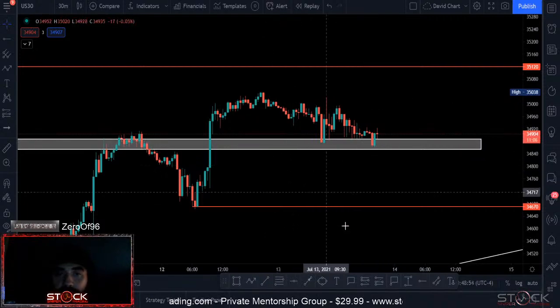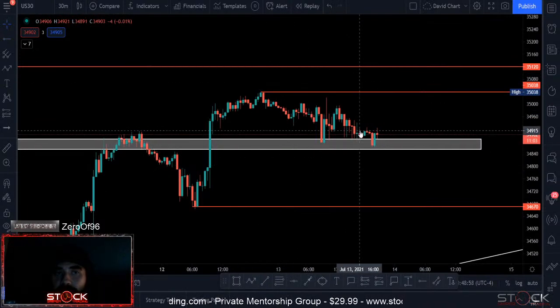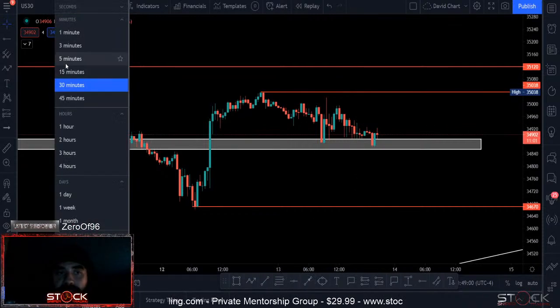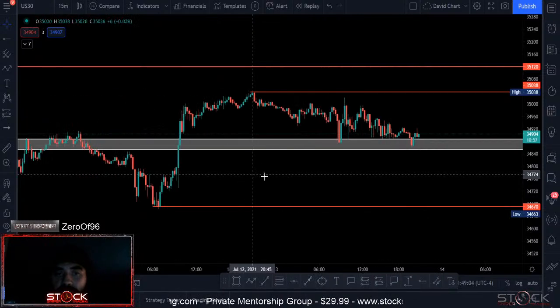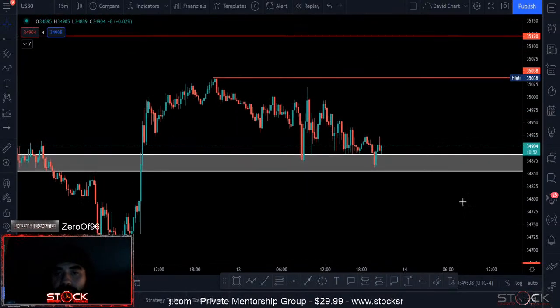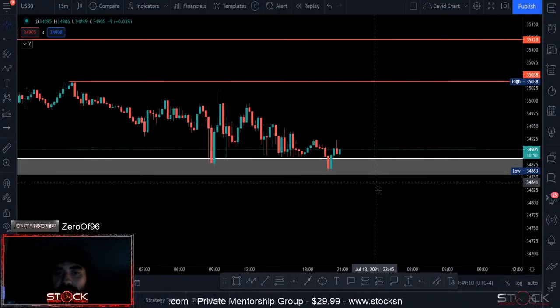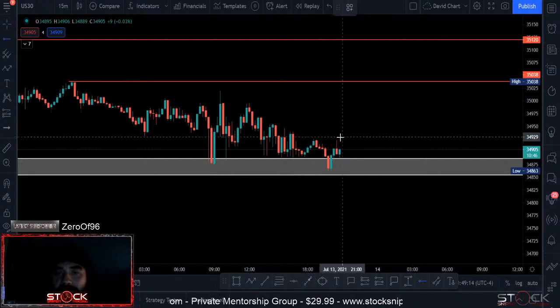If anything starts to break up here, we'll be ready for it. This is on the 30-minute. I'm going to drop it back down actually to the 15. So now we have some key areas of support and resistance, but we need to start when we're getting down to the 5-minute and whatnot.